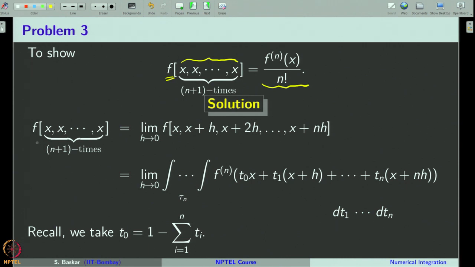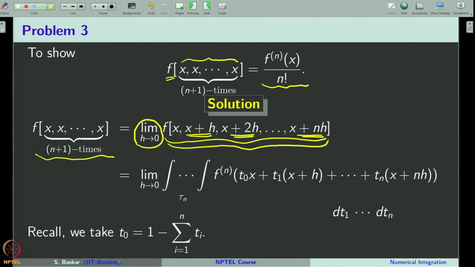Well, what you do is you take the left hand side and you rewrite it like this. You add h to the second node, 2h to the third node, and so on, and then take the limit h tends to 0. Right? Now, you see, you have all distinct nodes. Therefore, you can go back to the Hermite-Genocchi formula. This can be written in the Hermite-Genocchi form with the limit h tends to 0. Right? Remember, in the Hermite-Genocchi formula, we have t naught equal to 1 minus the sum over i equal to 1 to n of t i. Right?